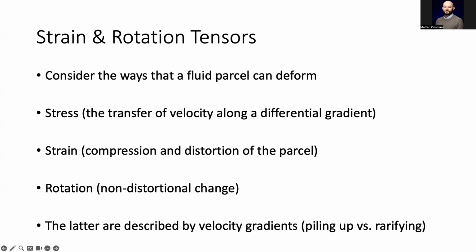Okay. So what this is showing you is there is a vertical gradient of what property? The velocity. Very good. Okay. So this is the transfer of velocity along a vertical or differential gradient.